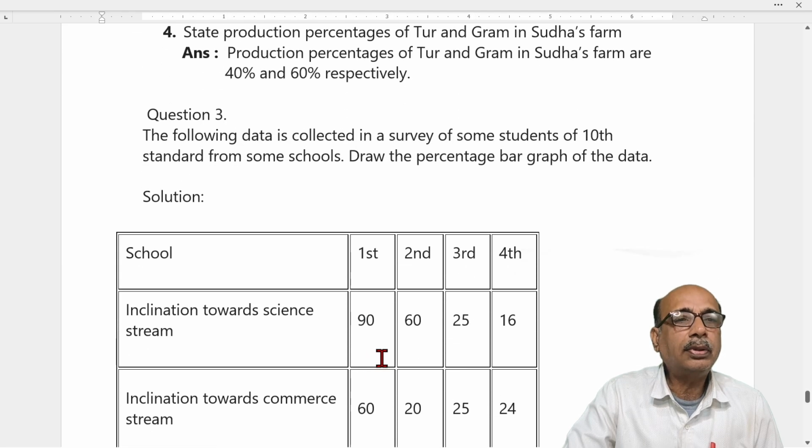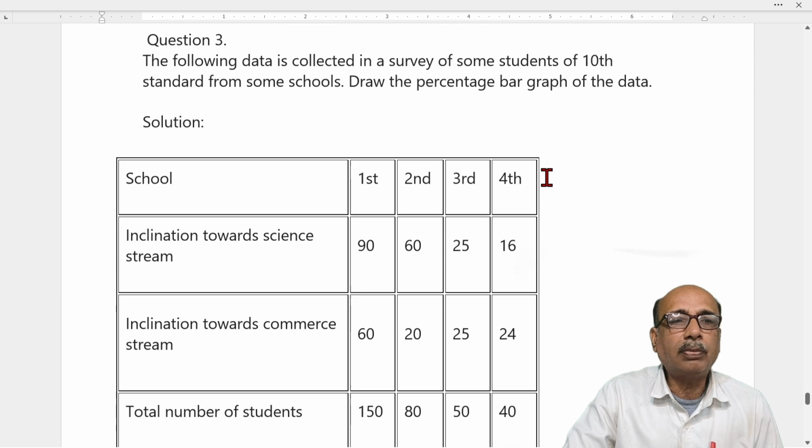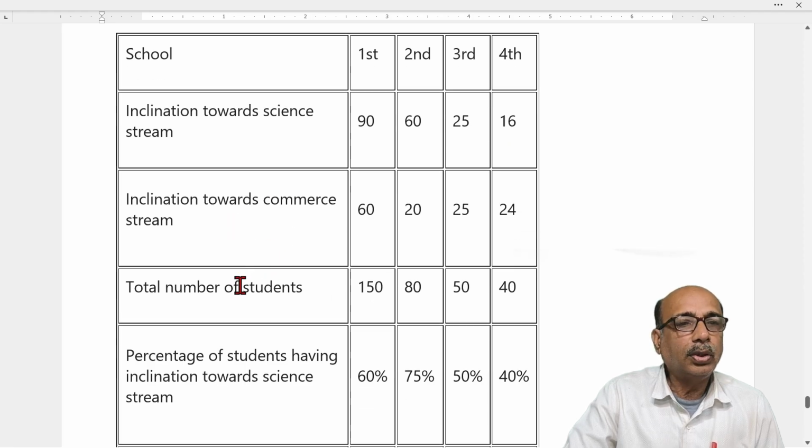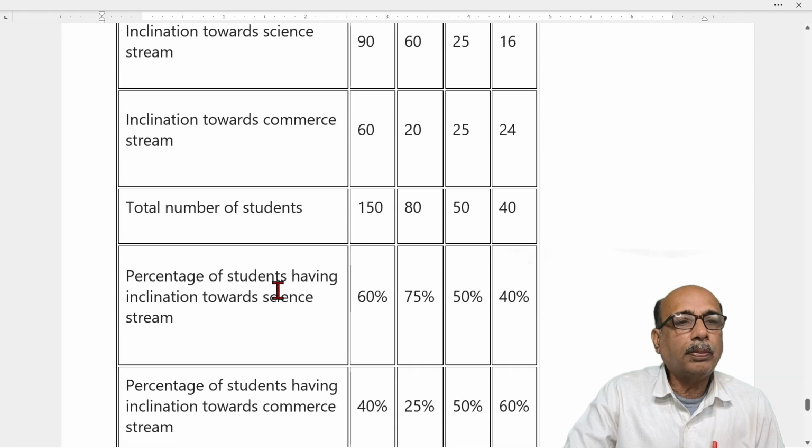Next problem. The following data is collected in a survey of some students of 10th standard from some schools. Draw the percentage bar graph of the data. School is given as first, second, third and fourth. Inclination towards science stream, here numbers are given 90, 60, 25 and 16, and inclination towards commerce stream. Total number of students. So here we have to calculate the percentage of students having inclination towards science stream.